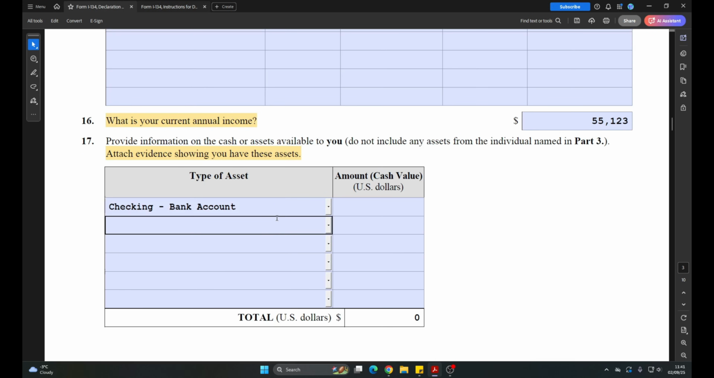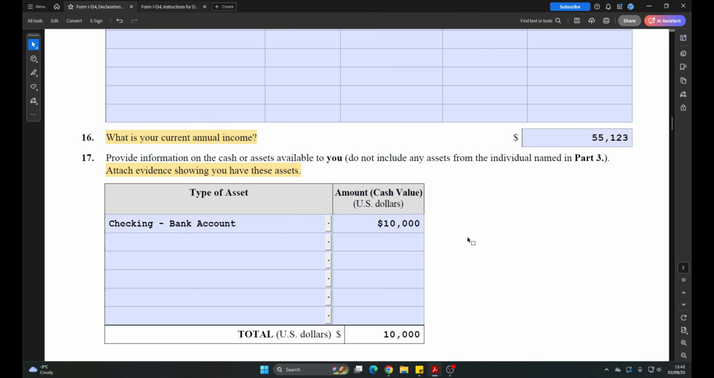So for example, you can include a checking bank account from yourself. So let's say that John has $10,000 in the bank, and you would need to calculate the total value of these assets. Again, only the assets that you wish to be available. You don't have to include assets if you do not want to include them.